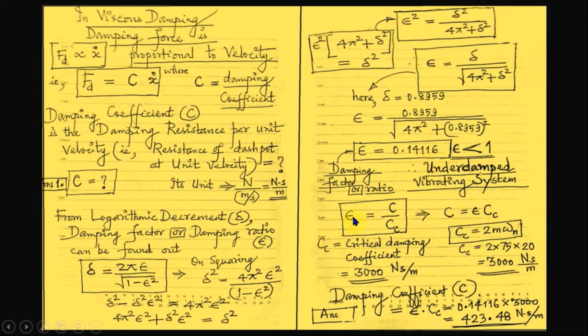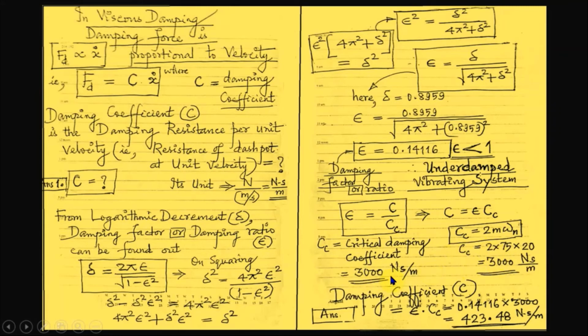0.14116. Now epsilon is equal to C by Cc. C is the damping coefficient which we have to find out, and Cc is the critical value of the damping coefficient. How do you find it out? We have a relation, critical damping coefficient Cc is equal to 2m omega n. Here the mass of the vibrating body is 75 kg, and omega n, the natural frequency of undamped vibrations we found out initially, is 20 radian per second. If you substitute over here, you will get Cc is equal to 2 into 75 into 20, which is 3000 Newton second per meter. That is the critical value of the damping coefficient.